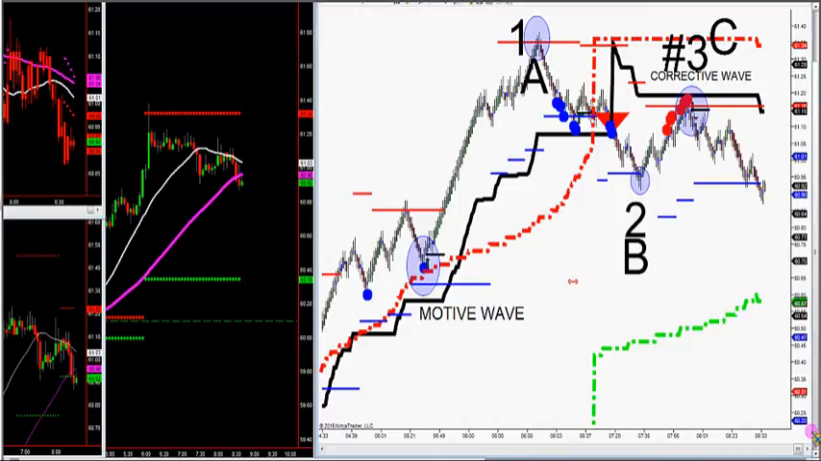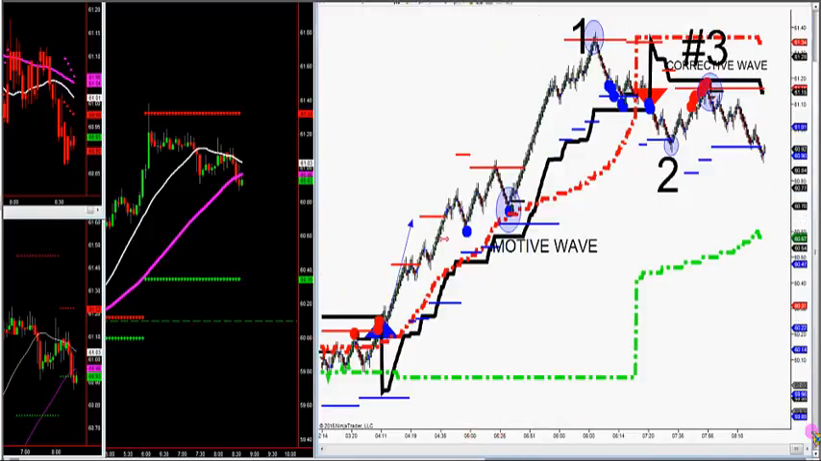Now, the neat thing about JSignal is it's going to pick up these wave patterns for you. The first thing we're going to do is play off market profile. So there's only one setup with JSignal that we do. It's called a number 3 pattern. This is the only pattern we do right here, number 3.